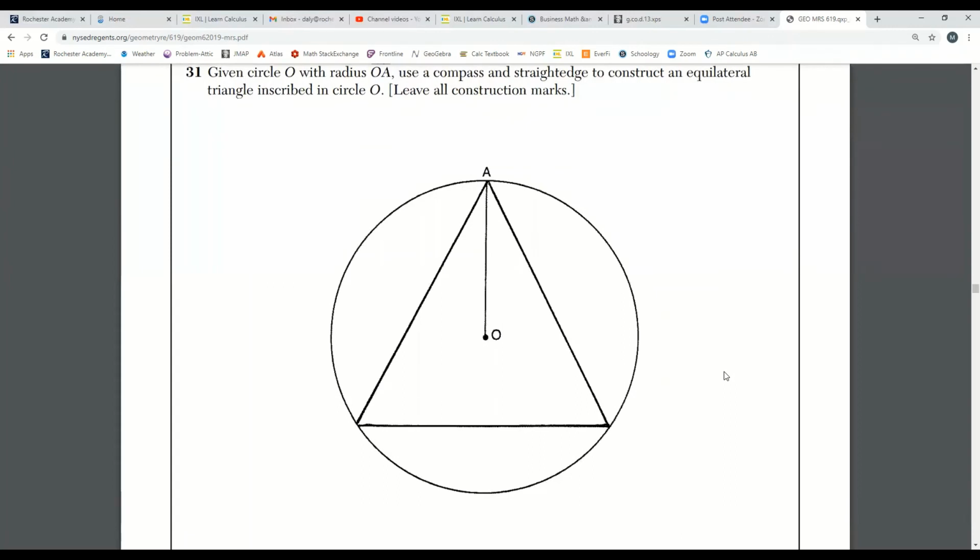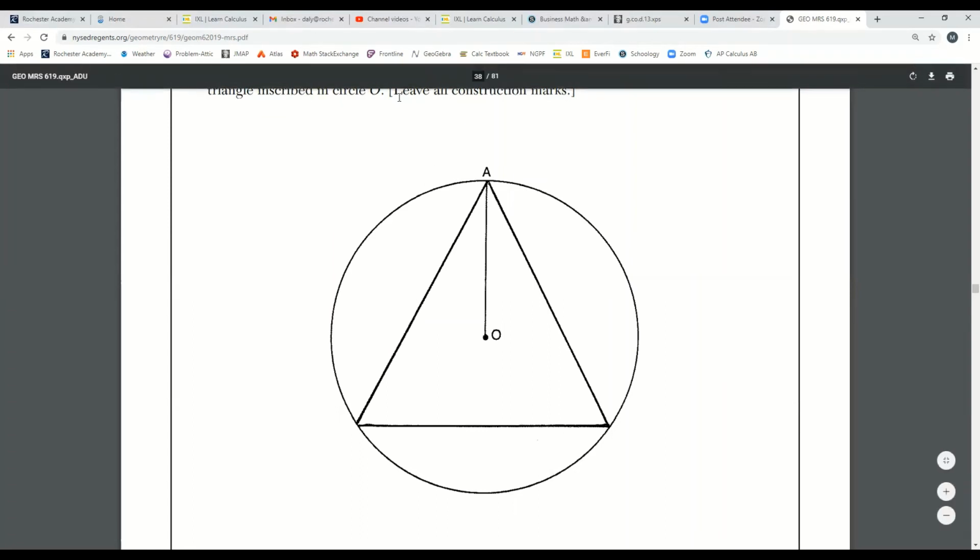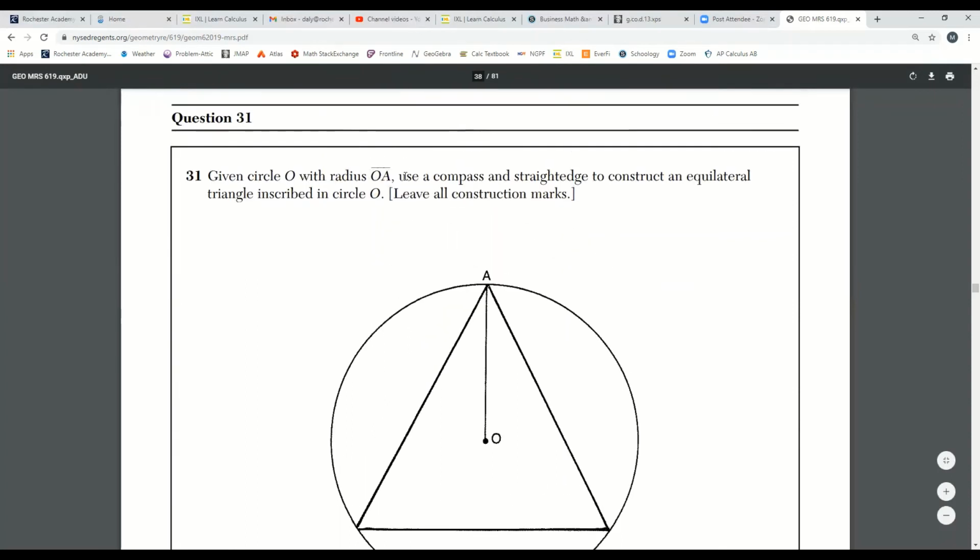All right, and here is the final construction. How do you think this student did? Well, this is definitely the cleanest construction that I've seen. It might be an equilateral triangle. If I got out a piece of tracing paper and laid it down, it might line up perfectly. But what did this student not do? They didn't leave their construction marks.